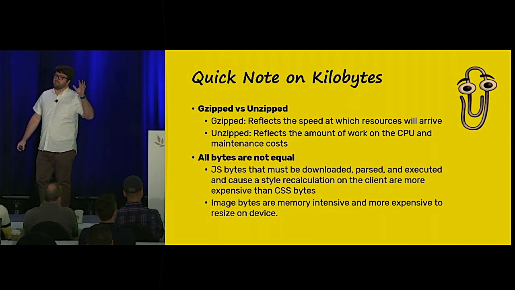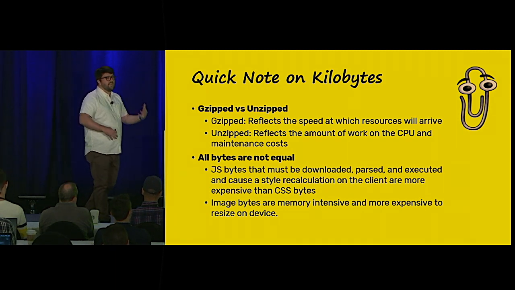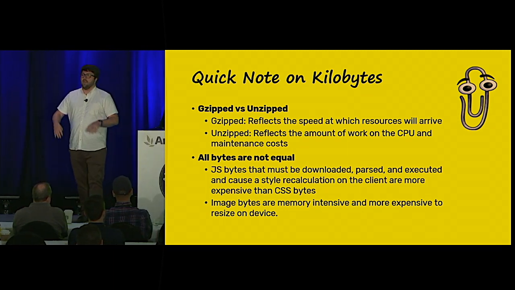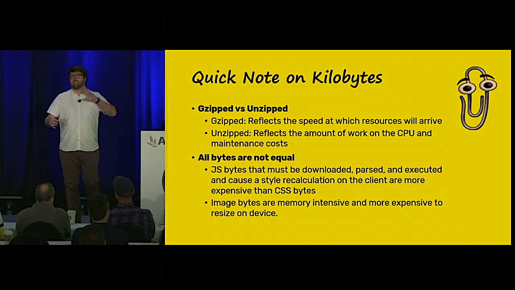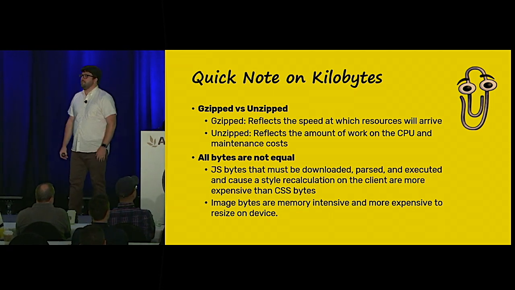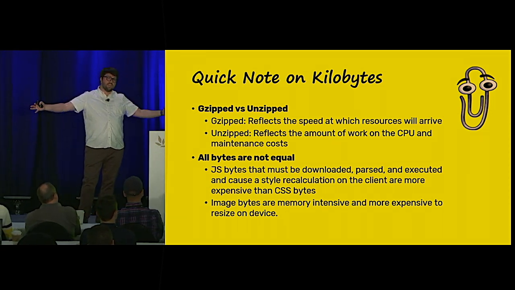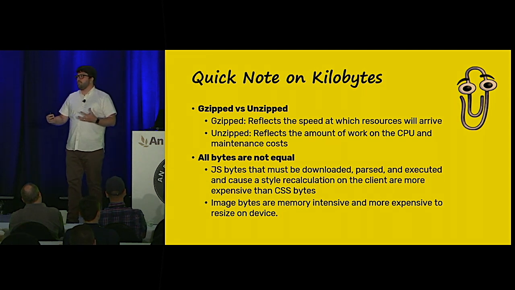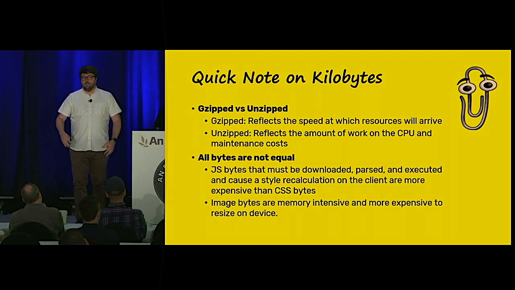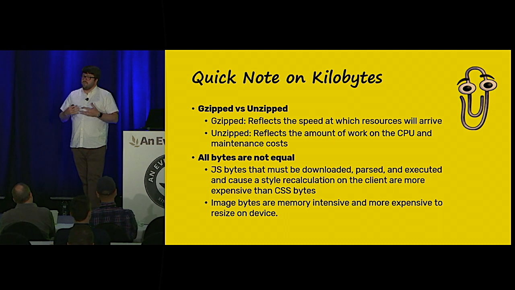JavaScript bytes that you have to download, get parsed, executed, and then cause a gigantic style recalculation on your website, that's more expensive than just a normal CSS byte. And JavaScript bytes are about 6x CSS bytes right now. And image bytes, like when you take a gigantic wallpaper and compress it down to a phone, that's actually a lot of work for the phone to do in memory and squeeze all those bytes down. So it's more expensive, not only on the CPU, but also on the battery.